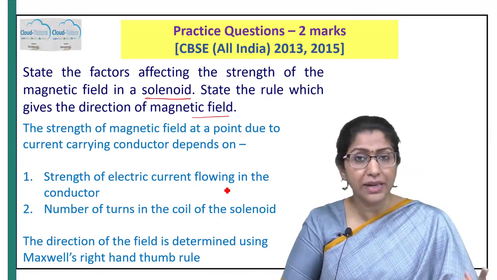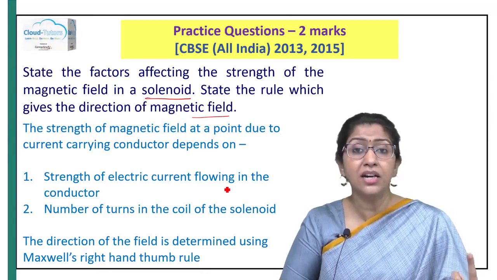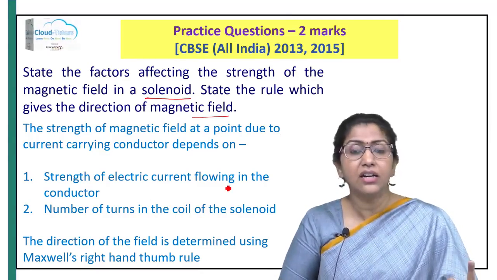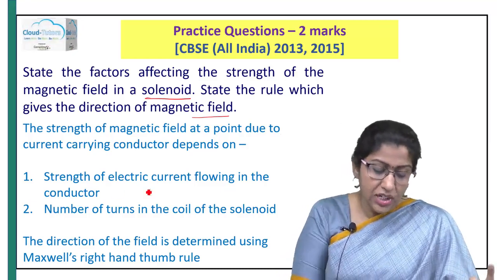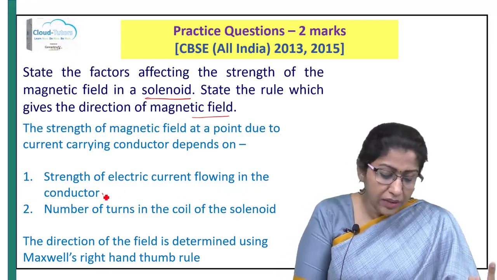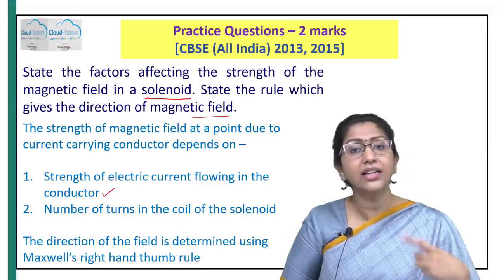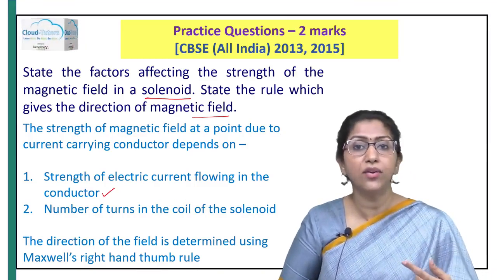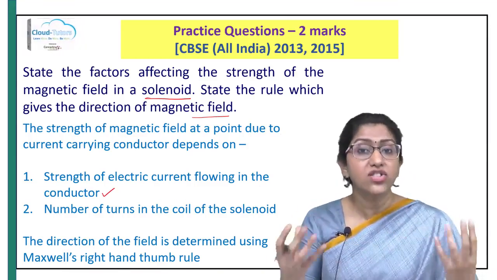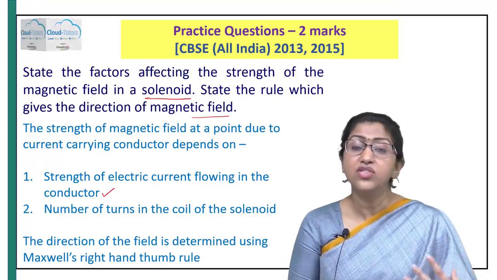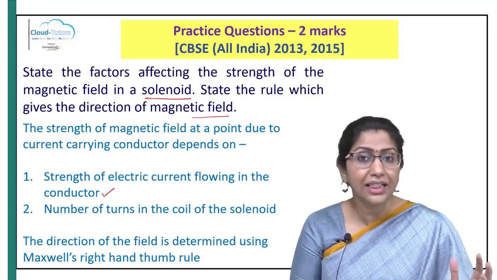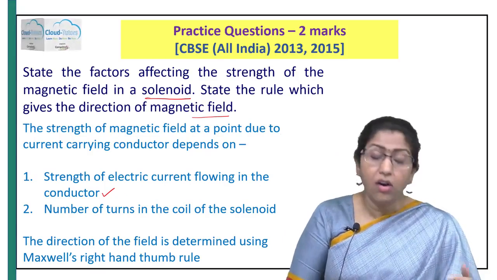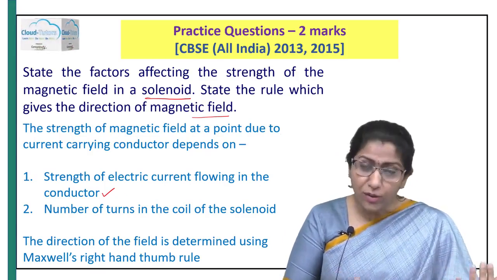The first factor that determines the strength of the magnetic field induced around the solenoid is the strength of the electric current flowing through the conductor. The higher the amount of electric current flowing through a conductor, the stronger is the magnetic field that is induced. I'm sorry, not in the coil, around the coil.